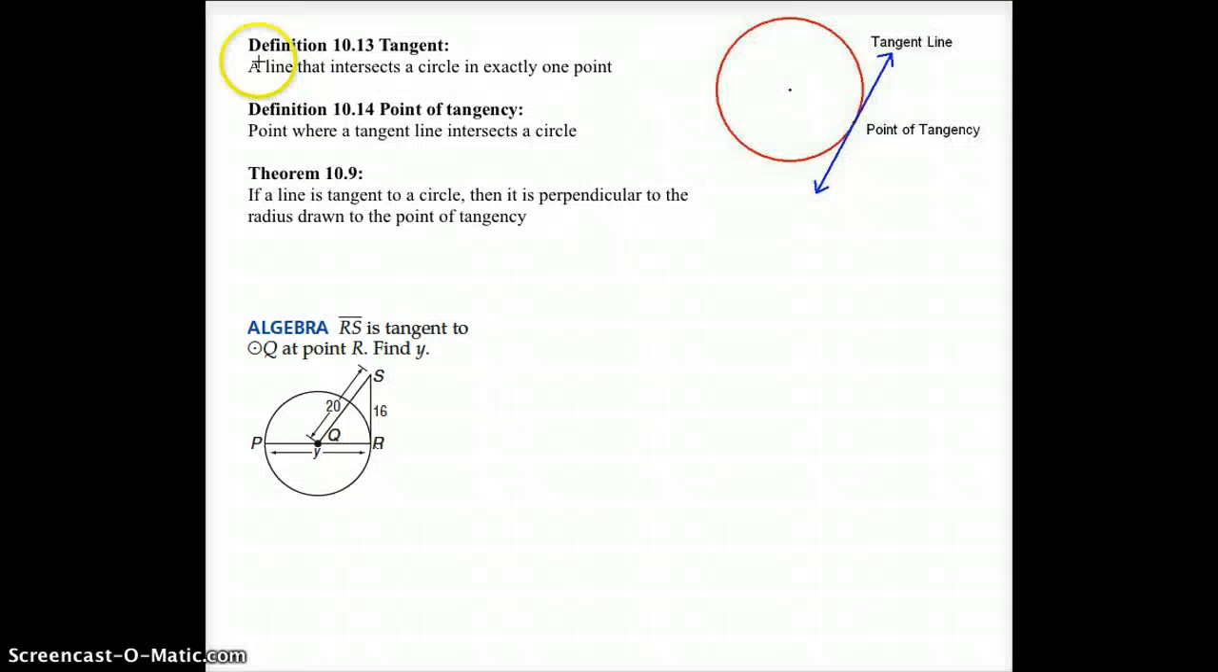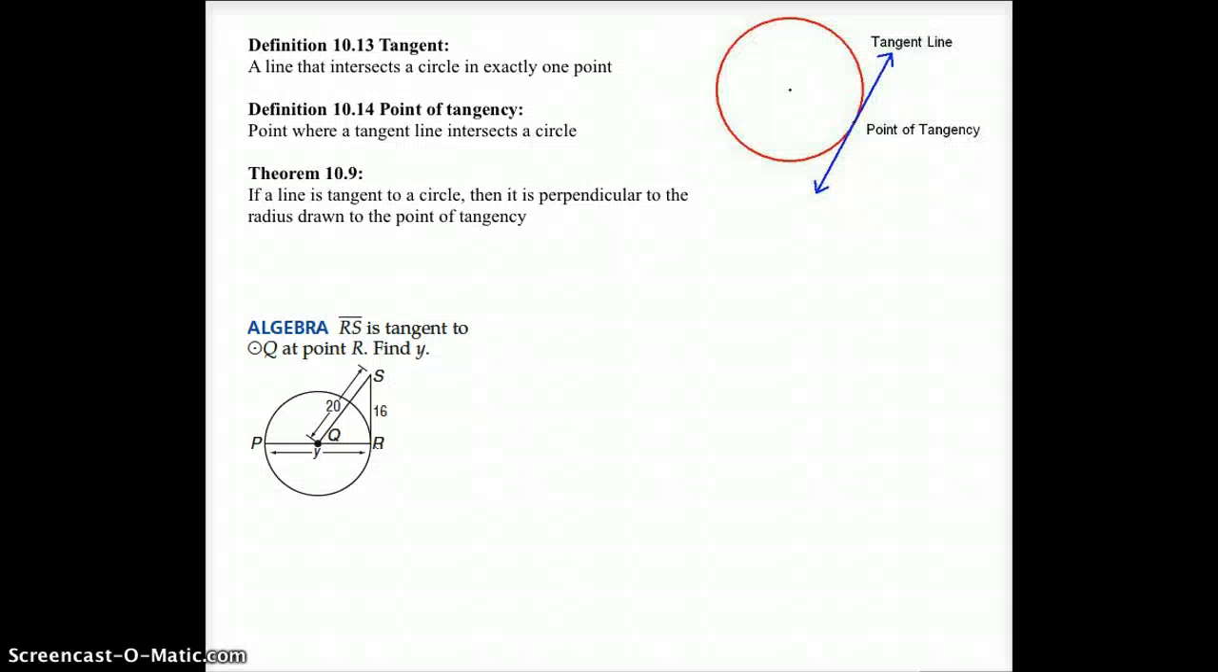So we can see here that definition 10.13, the definition of a tangent, is a line that intersects a circle in exactly one point. And definition 10.14, the point of tangency, is a point where a tangent line intersects a circle. So on the right here you can see we have our circle, complete with its center point here. And here is an example of a tangent line and the point of tangency.